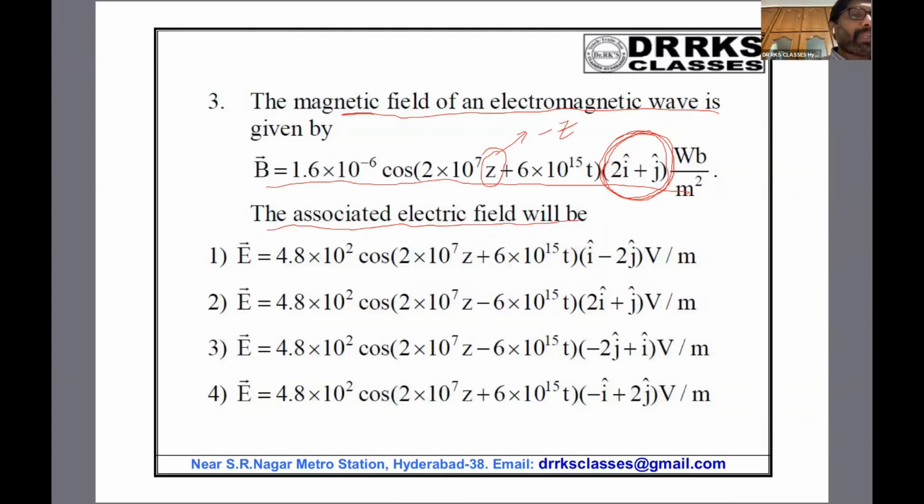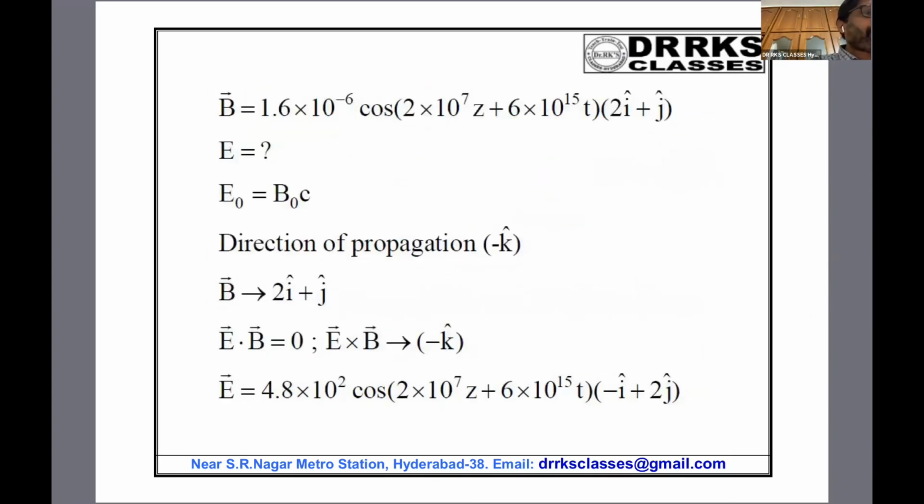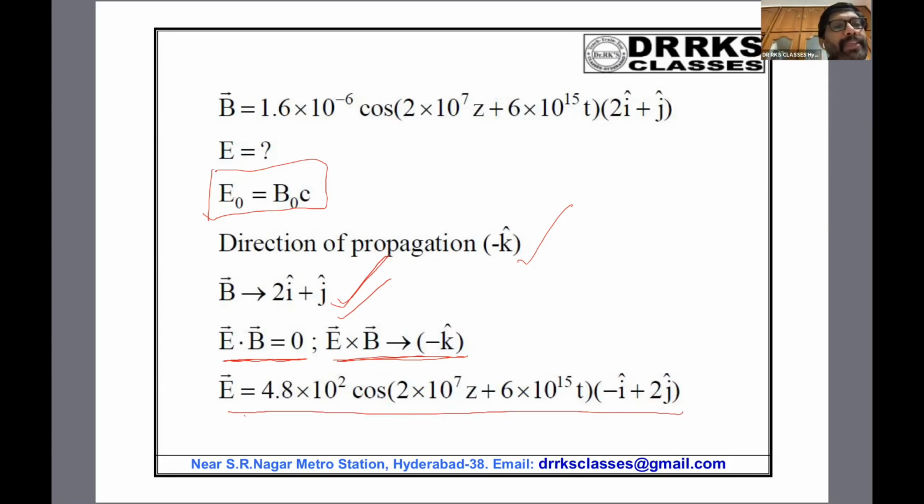So the basic concept here is that we can first calculate the electric field, because the ratio of electric field to magnetic field is the velocity of light. The direction of propagation is minus k cap. The direction of magnetic field is 2i cap plus j cap, and apply the property E dot B must be 0, and E cross B must be the direction of propagation. Since the direction of propagation is known and the direction of magnetic field is known, find the direction of electric field. From that you will get the required equation. Easy only.